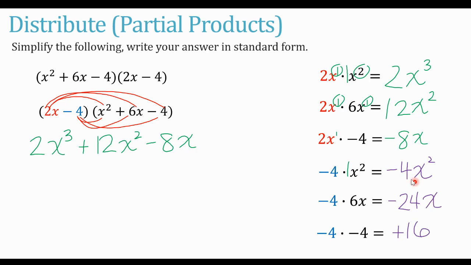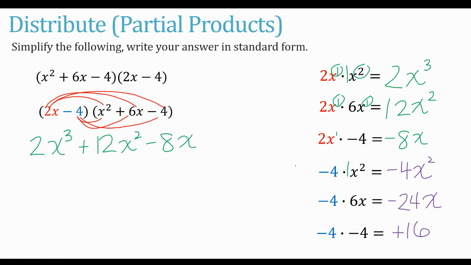So this -4x squared, I'm not going to put it directly under the 2x to the third. Why not? Because they are not like terms. I'm going to put this -4x squared under whatever term also has an x squared, which is this 12x squared. And I'm going to do that in a second. Same thing with this -24x. I'm going to put this term underneath anything that has just an x. So no exponent here. So it's going to look like this.